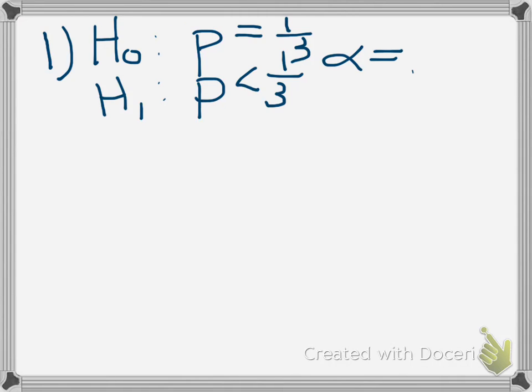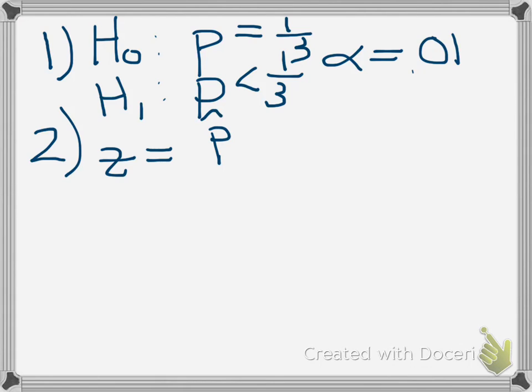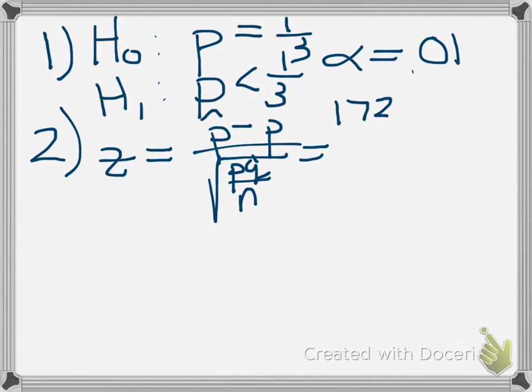Our alpha is 0.01. Okay, so therefore, step two, we have to look at what test statistic we're going to use. And since we're testing proportion in step one, we're going to look at z equals p hat minus p divided by the square root of pq divided by n. And p hat was 172 divided by 611.